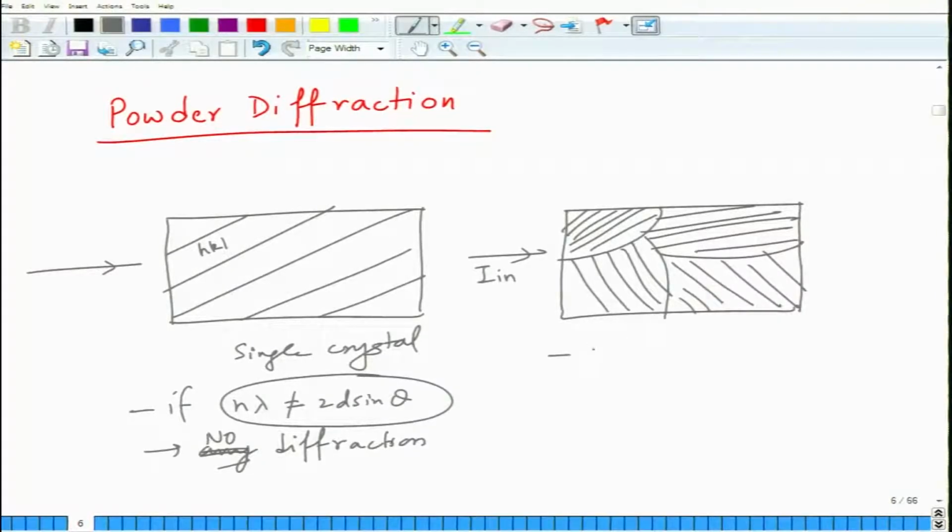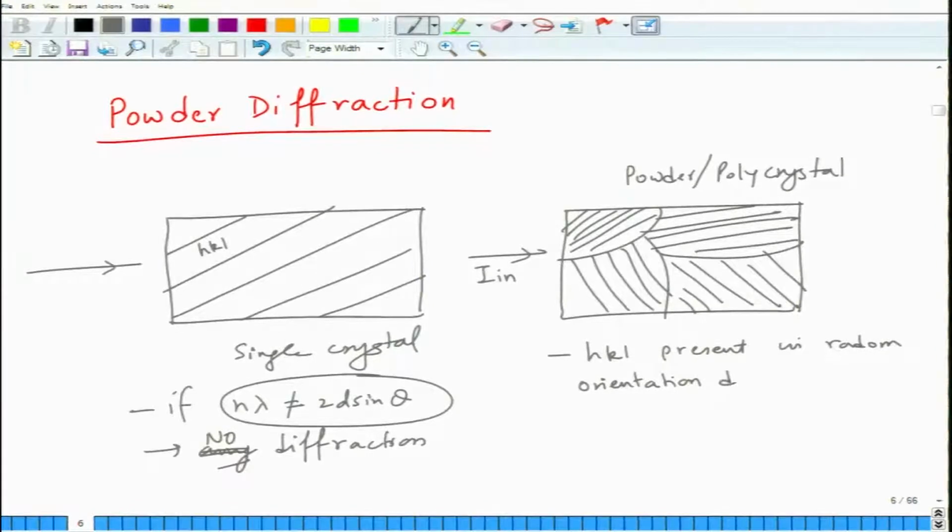So, this is powder, okay, or you can say polycrystalline material, polycrystal. HKL present in random orientations due to crystals being present in various possible orientations, right.